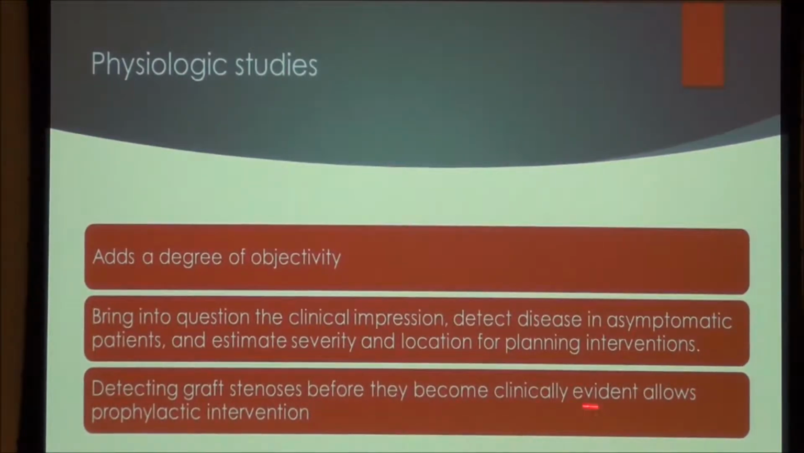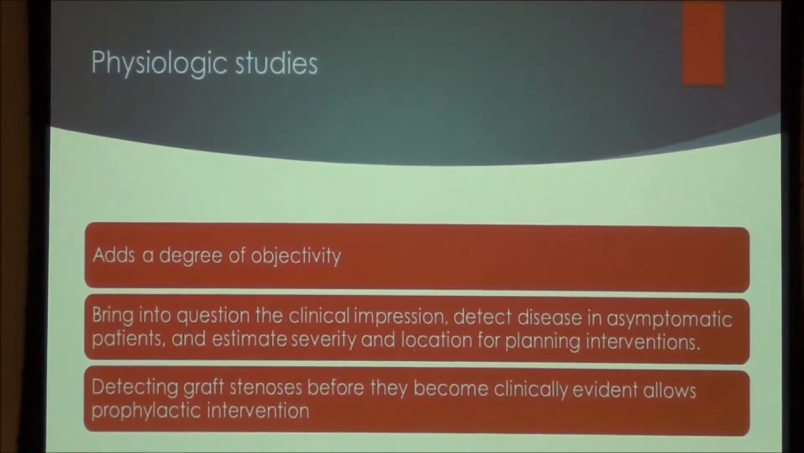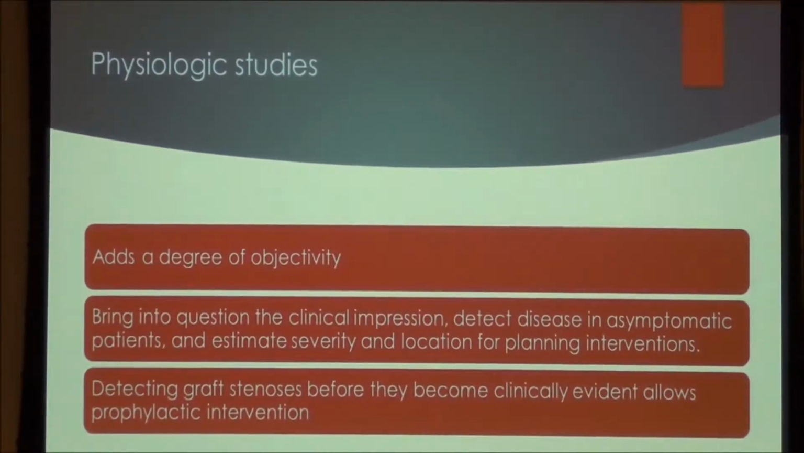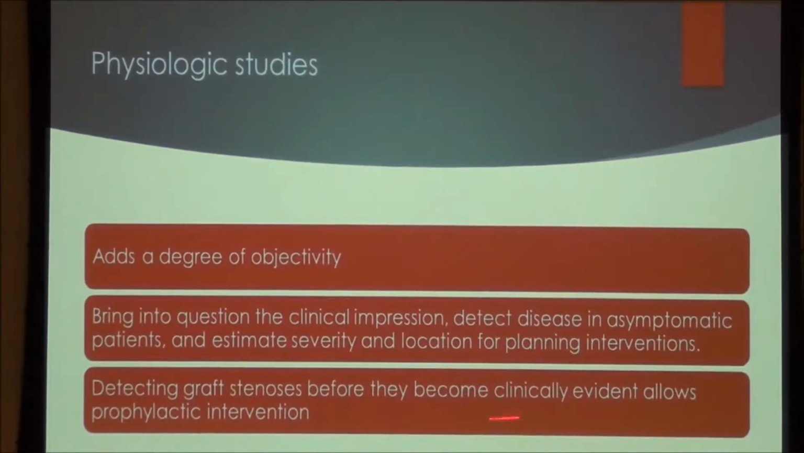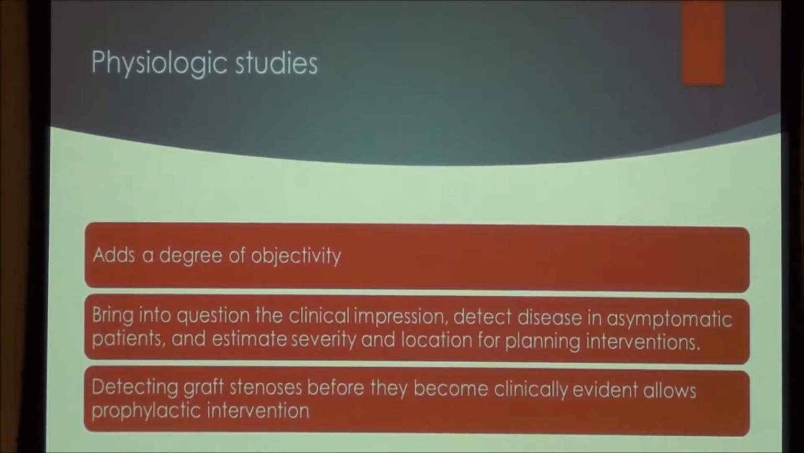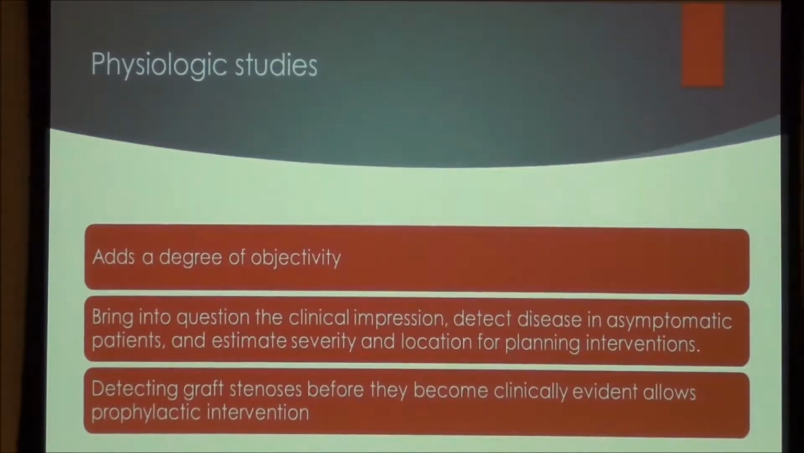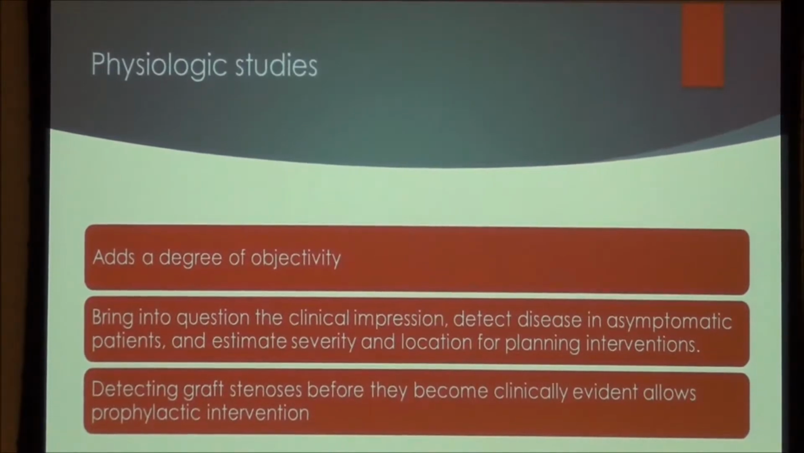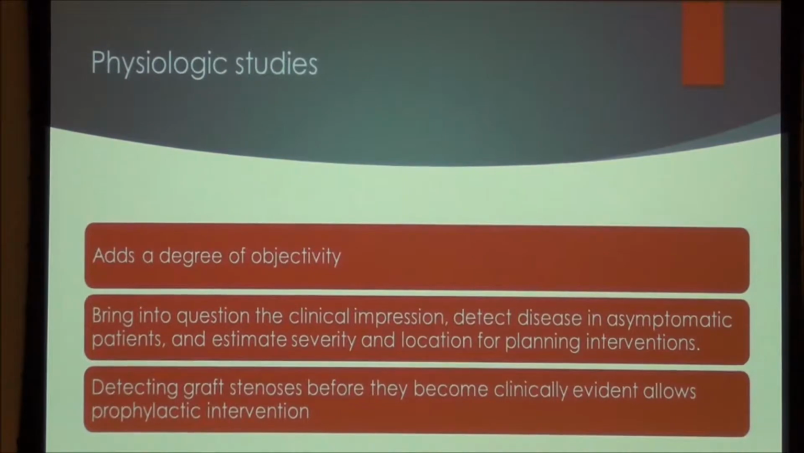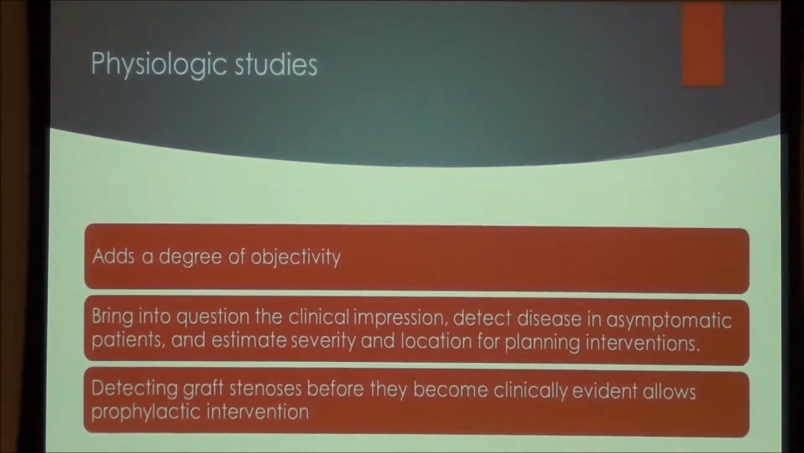And sometimes we do these physiologic tests like ABIs or plethysmograms to detect graft stenosis. A patient who has a graft or bypass, we usually monitor them with ABIs and velocities. If the velocity increases before they notice any change in the perfusion, we can do intervention and do stenting or ballooning of the stenotic area or narrowed area.